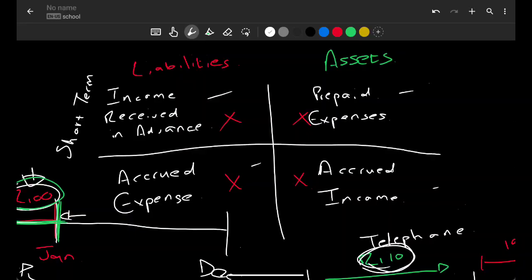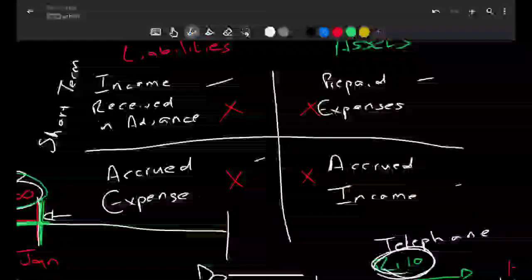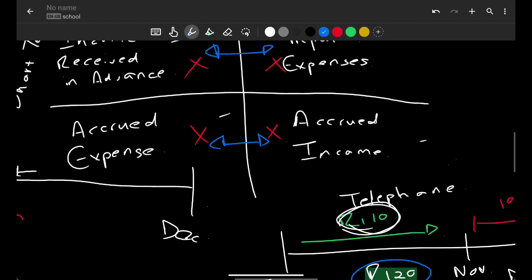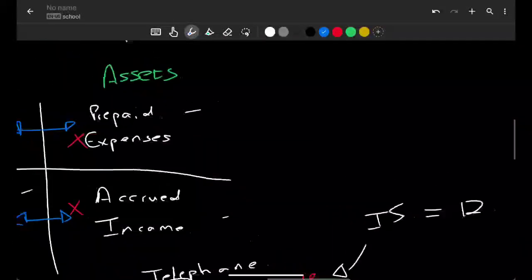And then if you can see here, you're going to see in a minute that income received in advance is just the opposite of prepaid expenses. And accrued expenses is just the opposite of accrued income, right? Let's make an example with prepaid expenses, right? Remember, income received in advance, we had someone renting from us and they paid in advance. They paid 1 month in advance. The same way with prepaid expenses.